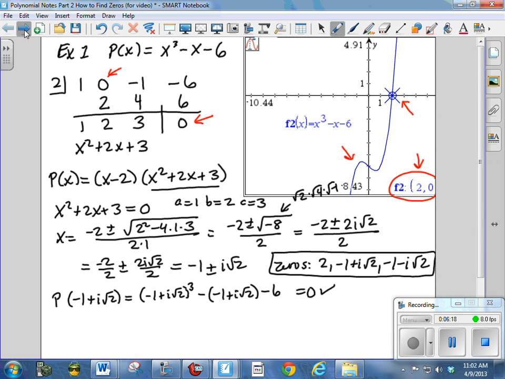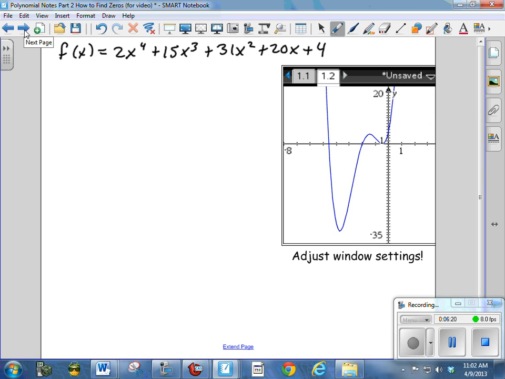Okay, on to example 2. Example 2 is a 4th degree polynomial. Notice that we see some roots here. We see 1 here, we see 1 here, and we see 2 here. Now, it's kind of hard to tell from the graph. Is this a double 0, or are these 2 individual zeros that are really close together?